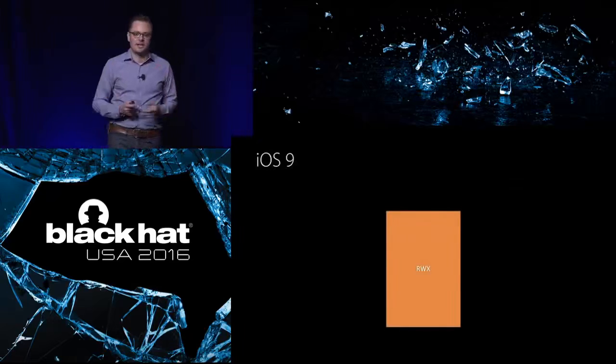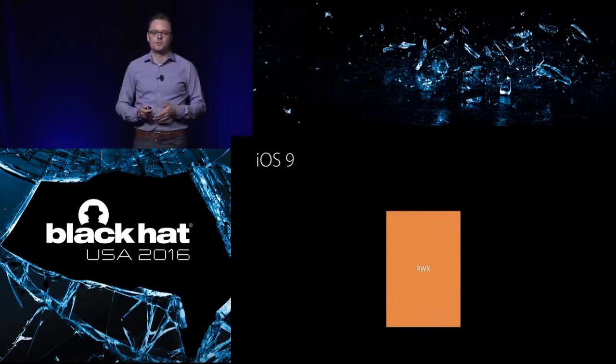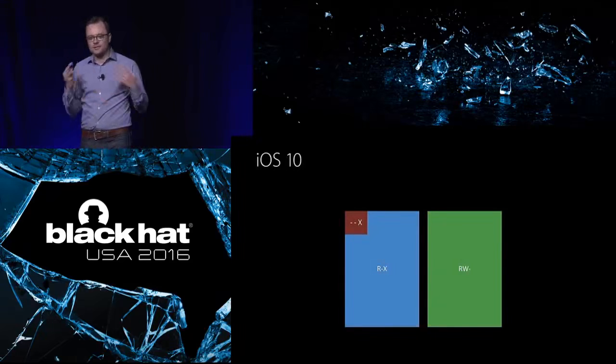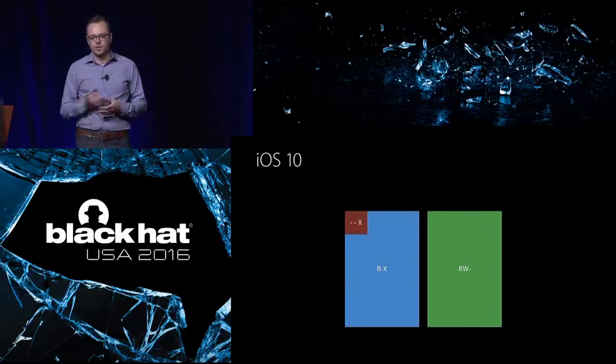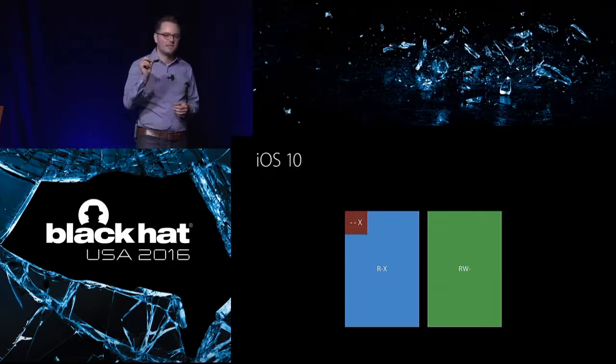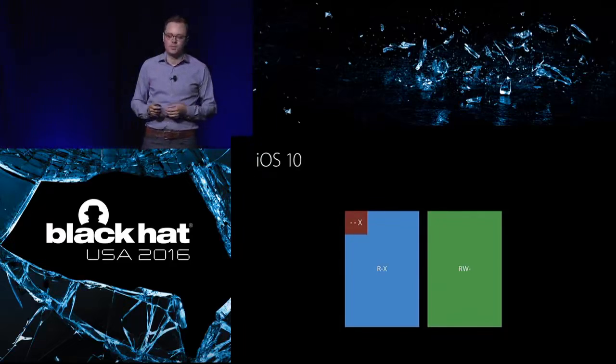So if this is hard to visualize, here's what it looks like. This is iOS 9, single region, read, write, execute. iOS 10, still one physical memory region, but 2 different mappings. The executable one on the left, the writable one on the right. And then in the red, you can see our execute-only page that has the specialized mem copy we've emitted.